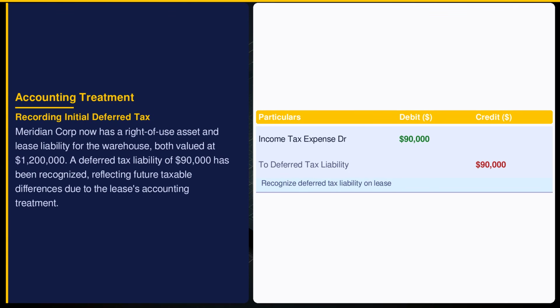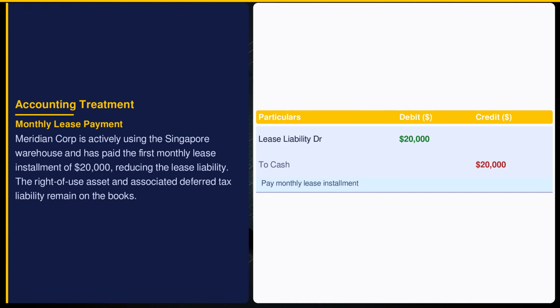AASB 112 requires recognition of deferred tax liabilities for temporary differences arising from lease accounting. Meridian estimates a $90,000 future tax obligation. This entry anticipates deferred tax costs linked to the asset's depreciation, differing from tax deductions, ensuring accurate future tax expense projections. Each lease payment decreases the lease liability, reflecting Meridian's ongoing commitment.